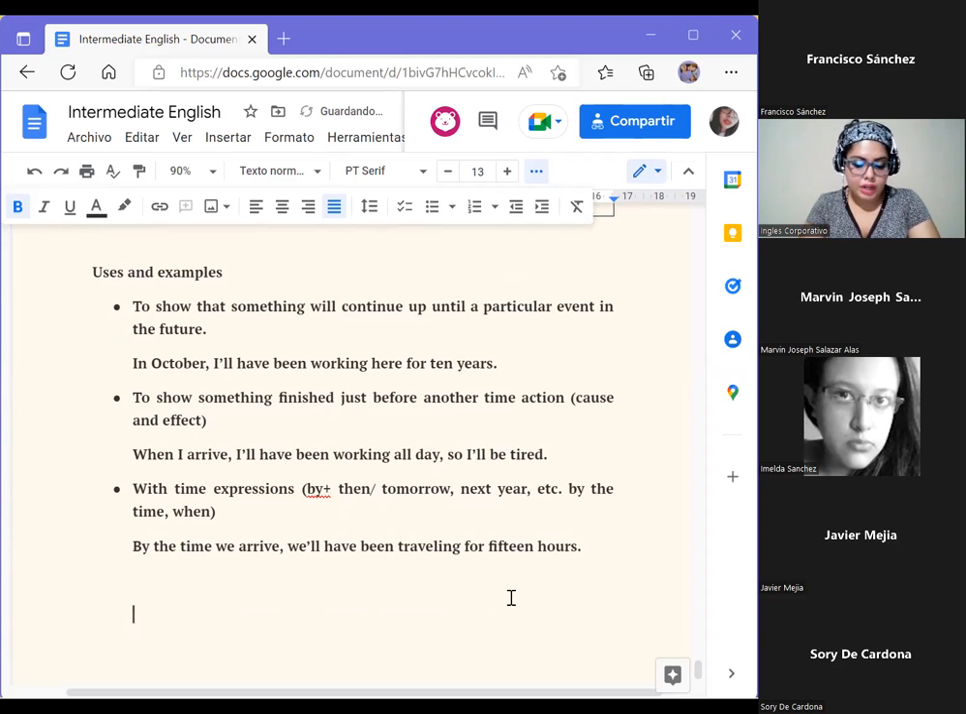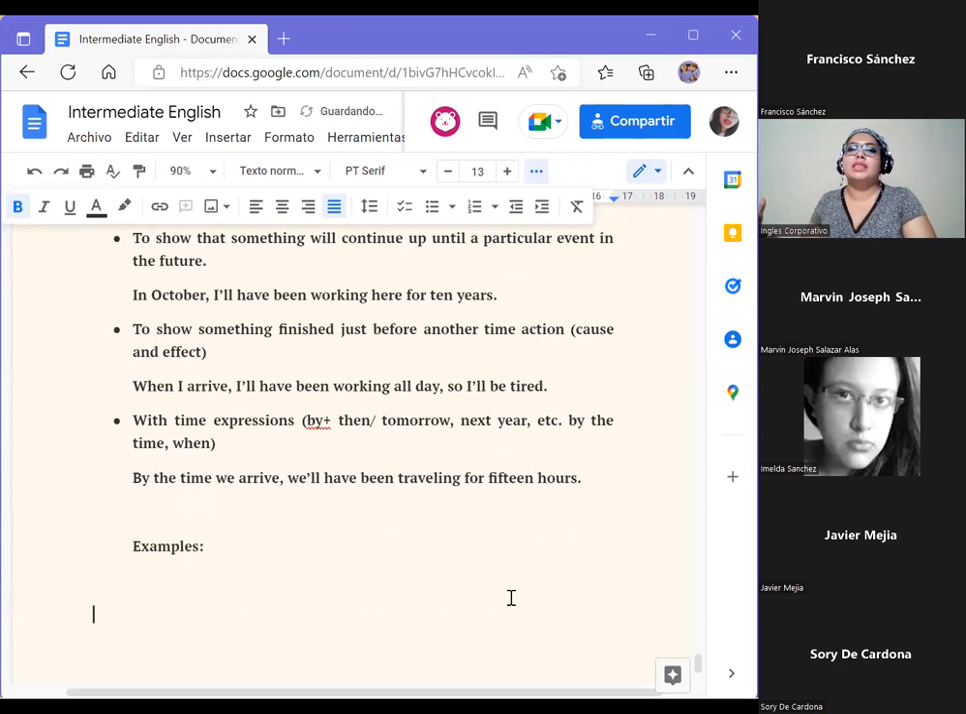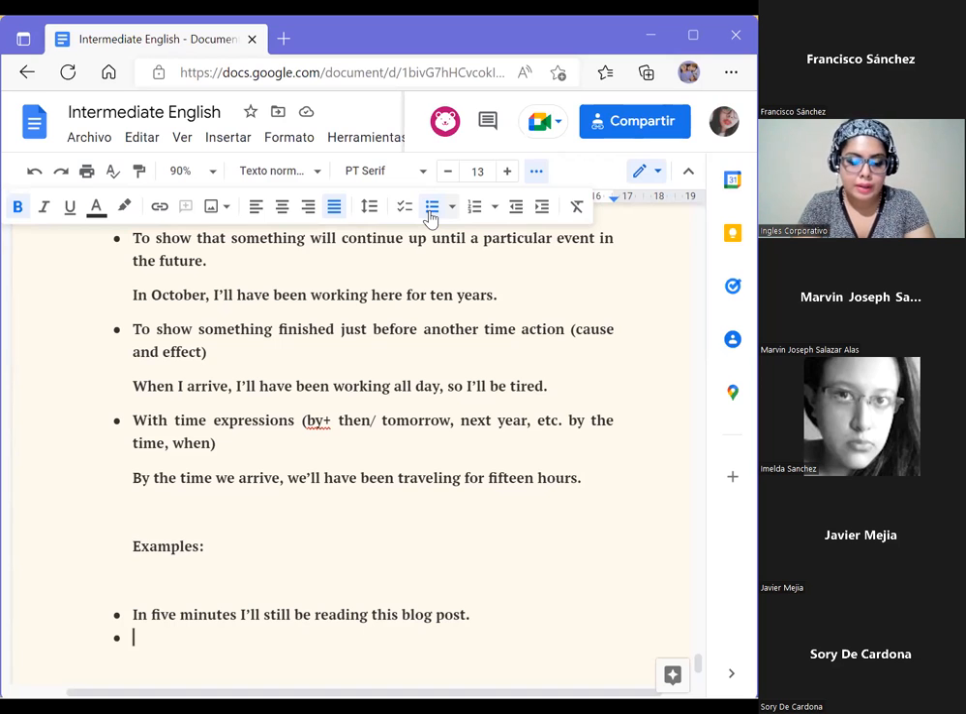So, we have here examples. In this moment, you are not going to understand about the sentences, because in this case, it's just examples. But when you see the images, you will say, ah, that's why. So we have the first one, and it says, in 5 minutes, I'll still be reading this blog fast. Number 2, in 2 hours, I will be at home watching the TV on the sofa.